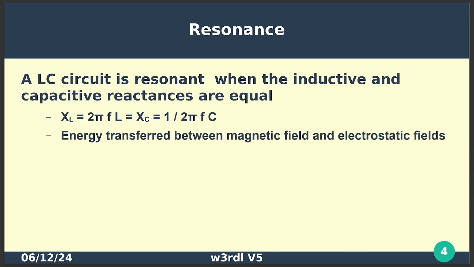An LC circuit is resonant when the inductive and capacitive reactances are equal. So if X sub C and X sub L are equal, the only resistance you would have left in the circuit would be whatever DC resistance you have, which still affects AC. But as far as the AC goes, that's as close as you're going to get to the regular DC resistance of the circuit. The energy is transferred between the magnetic field and the electrostatic field.